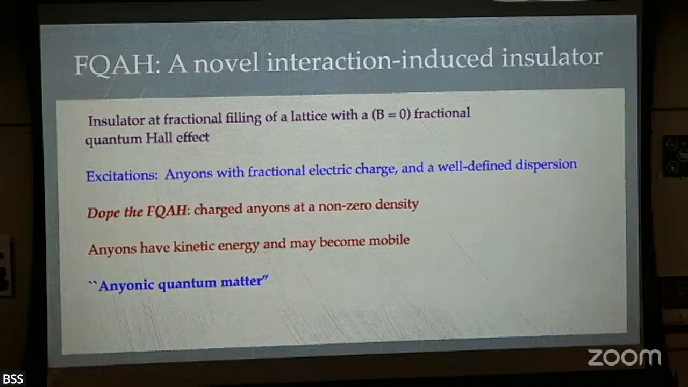All right, so let's summarize. The fractional quantum anomalous Hall state is an insulator at fractional filling of a lattice with a zero-field fractional quantum Hall effect. The excitations are the anyons with fractional electric charge and a well-defined dispersion. So now we can ask about doping the state. If we manage to dope the state, then we'll get charged anyons at a non-zero density. Anyons have kinetic energy, so they may become mobile. Then I have a mobile fluid of anyons, and I have to solve the problem of anyonic quantum matter.